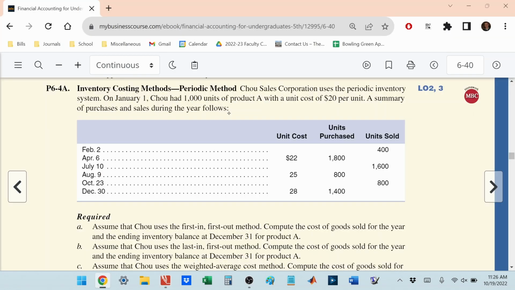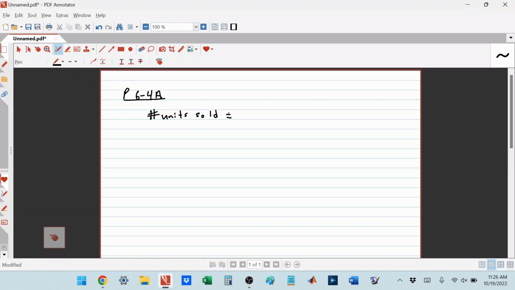So the units sold in this problem, you can quickly see that it's that third column there. We're just going to add up those 400, 1600, and 800. So they sold 2,800 units.